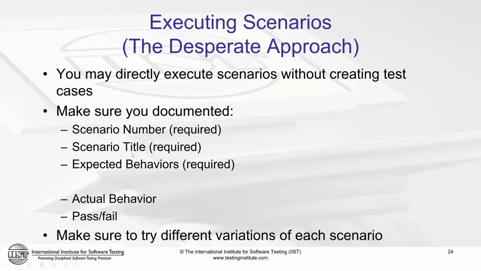But at least you have to make sure you have those things. You have the scenario number, you have the scenario title, and the expected behavior. And you don't even have to write test cases. Now, this is a much simpler way to do exploratory testing. It's not as disciplined as I'd like it to be. That's why I call it the desperate approach. You take the scenario as you wrote it. So all you have to document now is the scenario number, scenario title, and what you expect.